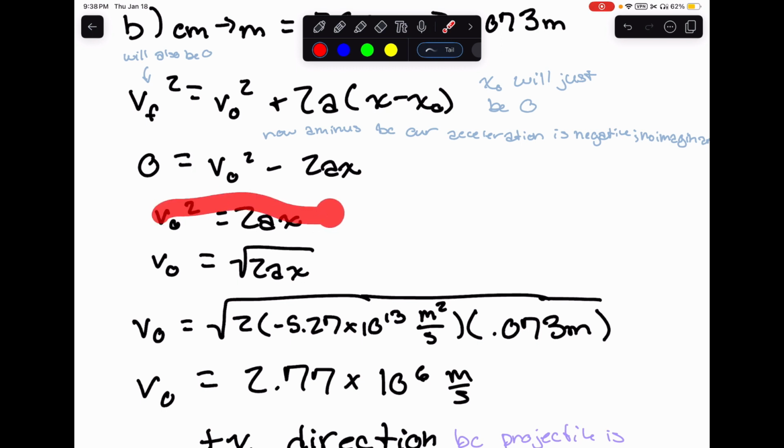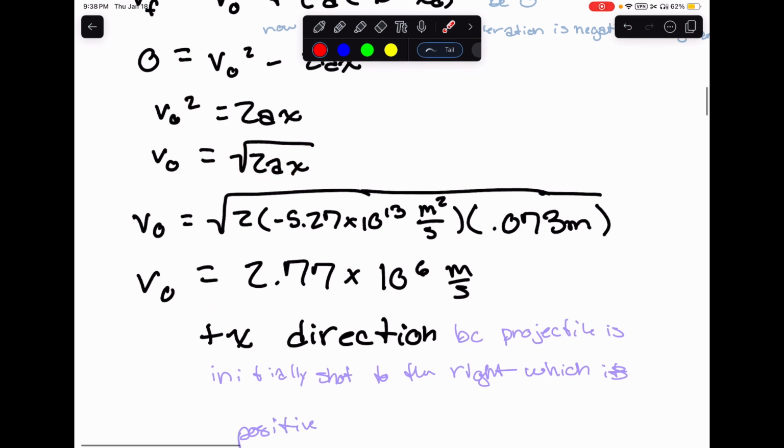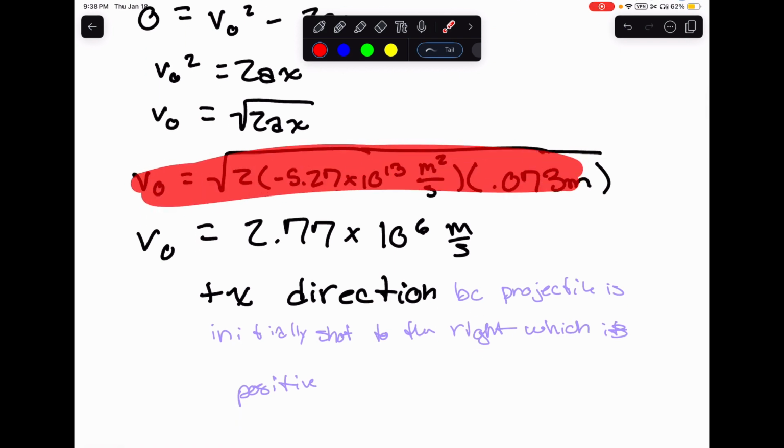I simplified that down even more, so now this is technically over here. Flip. So initial velocity squared equals 2 times acceleration times position, and then to get rid of that square there, I'm going to take a square root of this, which is just initial velocity equals the square root of 2 times acceleration times position. Now I'm going to plug everything in here.